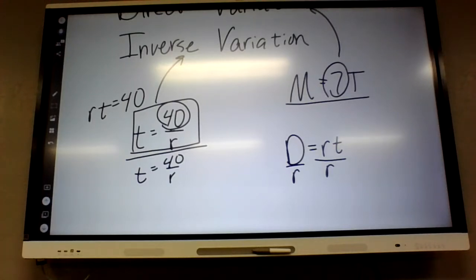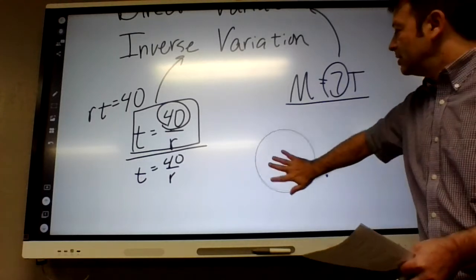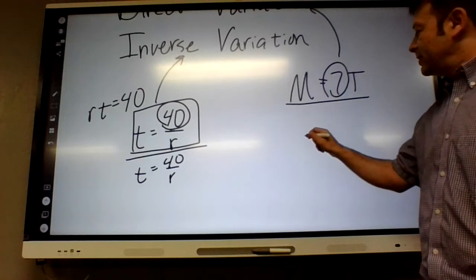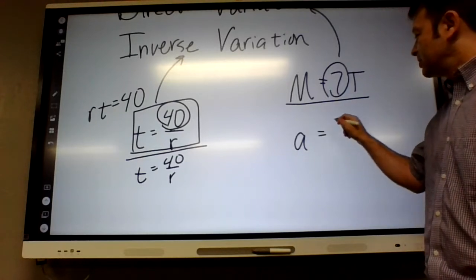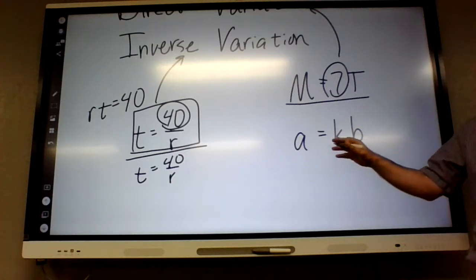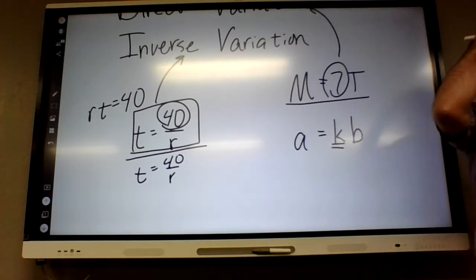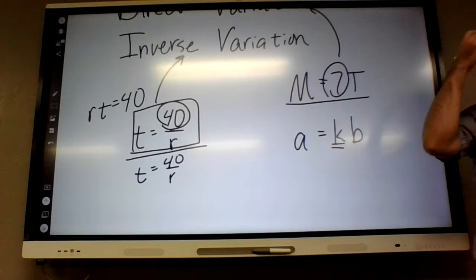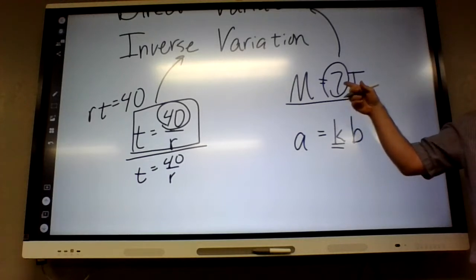So on number 1, it says two quantities A and B vary directly. When A is 7, B is 21. So if they vary directly, then it should look like this. What do you think K stands for here? What did I call it earlier? You got it. Constant of variation.